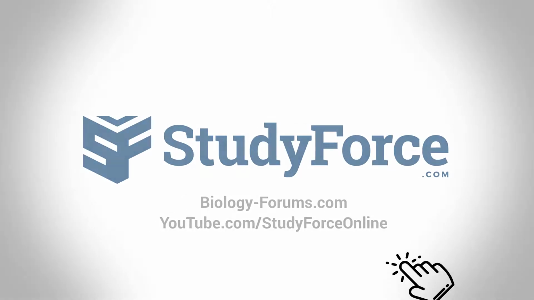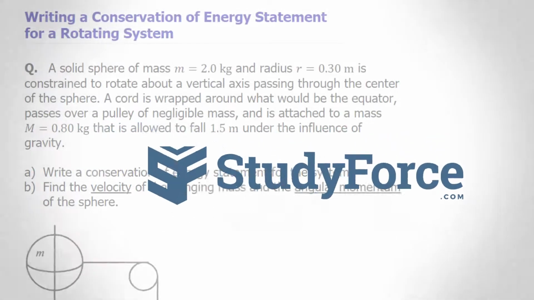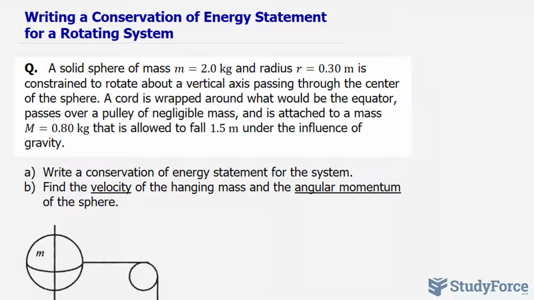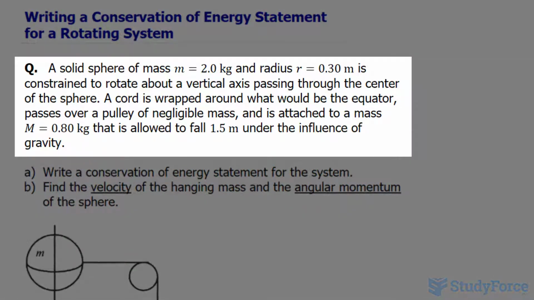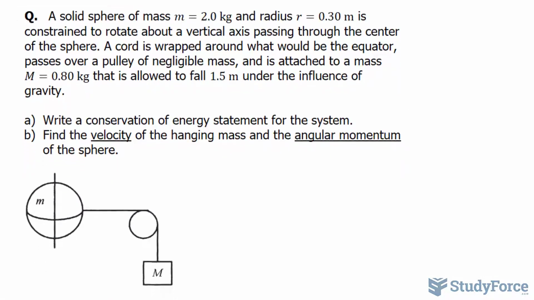In this lesson, I'll show you how to write a conservation of energy statement for a rotating system. The question reads, a solid sphere of mass 2.0 kilograms and a radius of 0.3 meters is constrained to rotate about a vertical axis passing through the center of the sphere. Take a look at this illustration to get an idea.